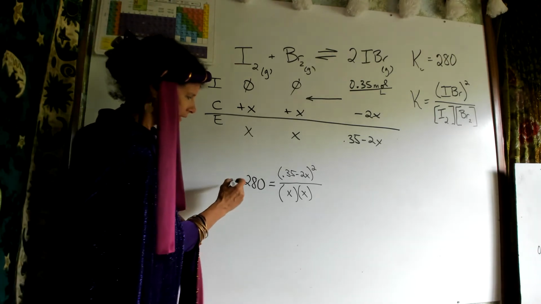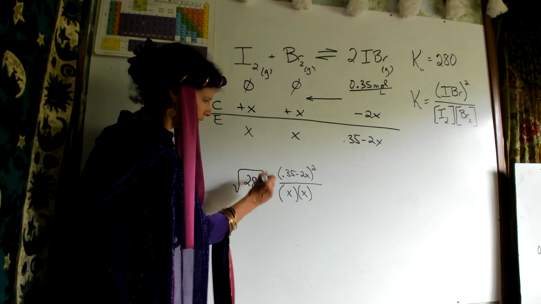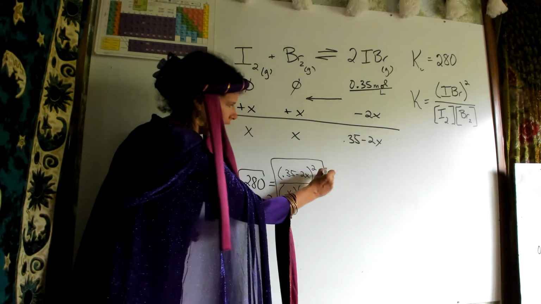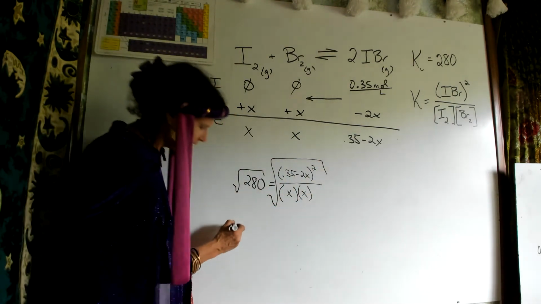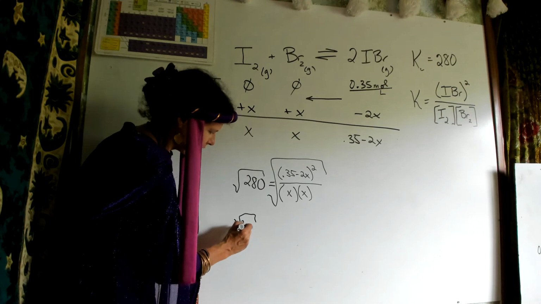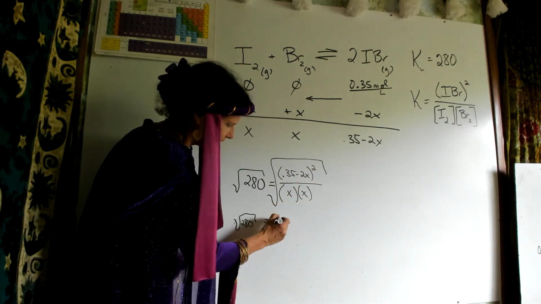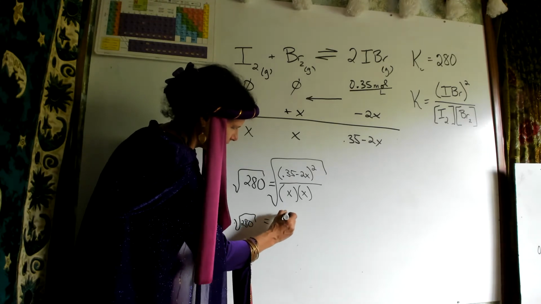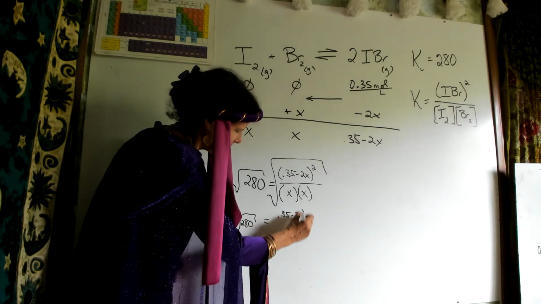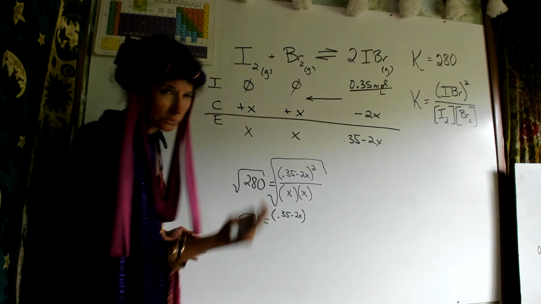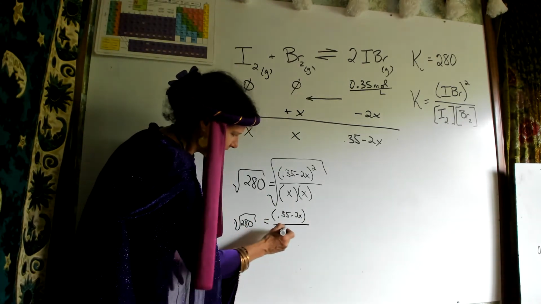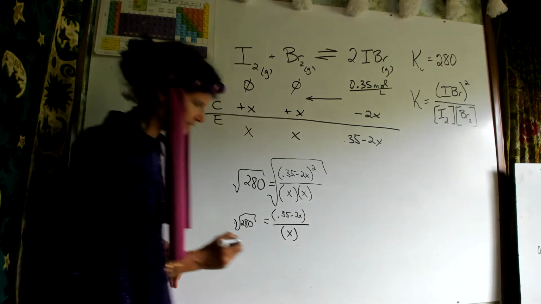No. If you do a square root of both sides, so whatever the square root of 280 is, this square disappears on top. So it's now just 0.35 minus 2x. And this was x times x, which is x squared. So that just becomes x.